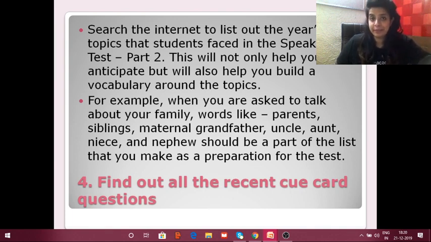For example, if you're asked to talk about your family, words like parents, siblings, maternal grandfather, uncle, aunt, niece, nephew should be part of the list that you make as preparation for the test, and you should know how to describe each one if need be, okay?